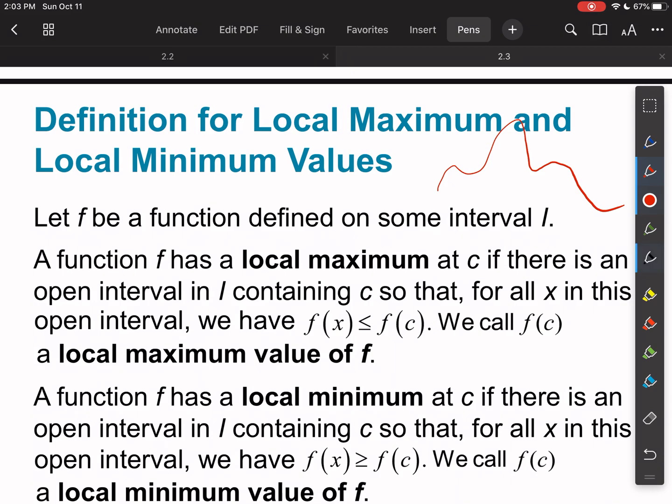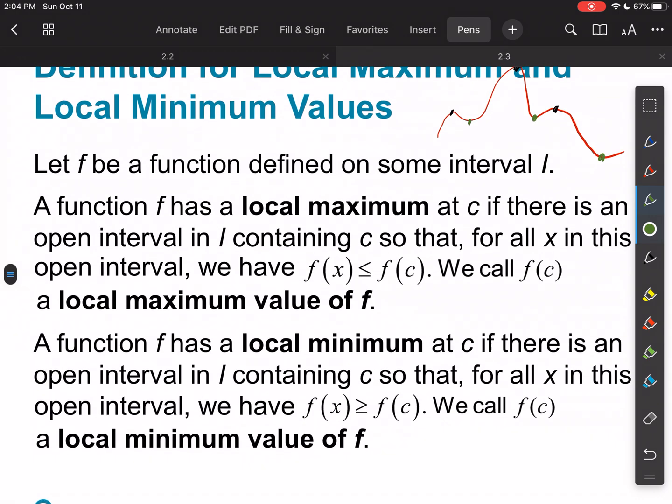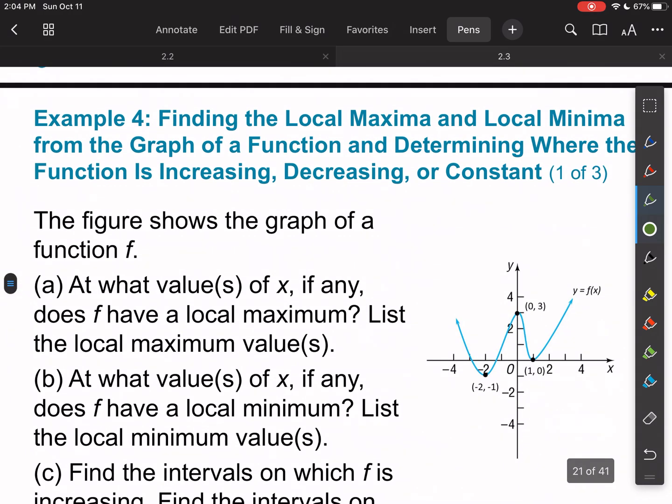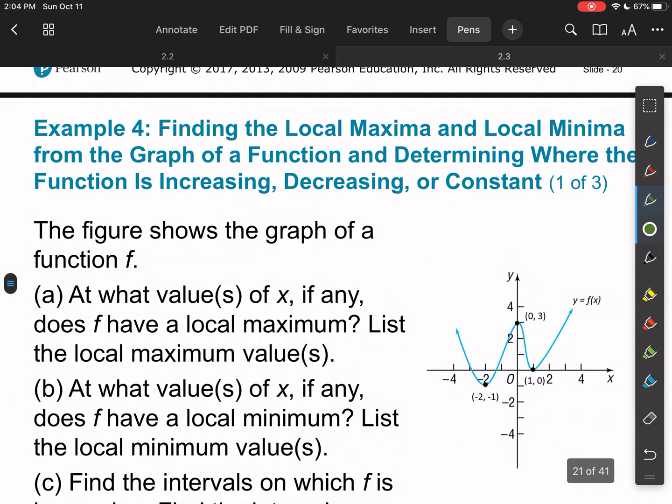Okay, so if this was the graph, the one that I just drew, we have a peak here, we have a peak here, we have a peak there. Those are local maximums. Then we have valleys. The valleys happen here, here, and here. Those would be local minimums. So that's essentially all the definition is, it's a local mountaintop or valley, if you can think of it like that. Hopefully that simplifies that definition a little bit for you.